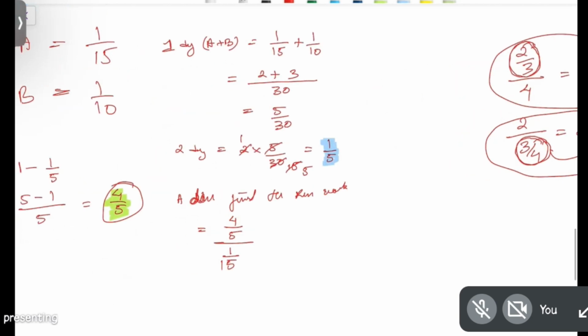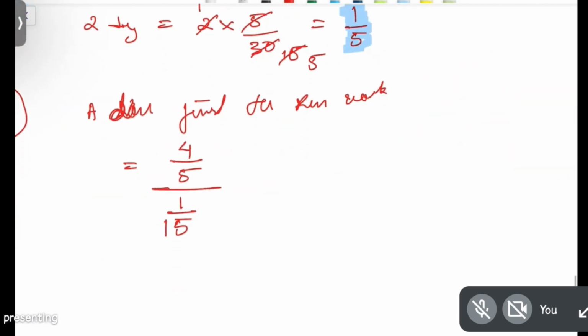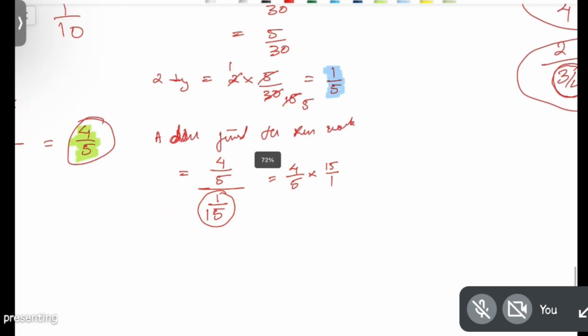So that's what I'm going to do here. I have a fraction in the numerator and the denominator, but the numerator I need to keep as it is. But the denominator, since I have a fraction in the denominator, I'll have to flip that. That means 15 divided by 1. That's what I'm writing.